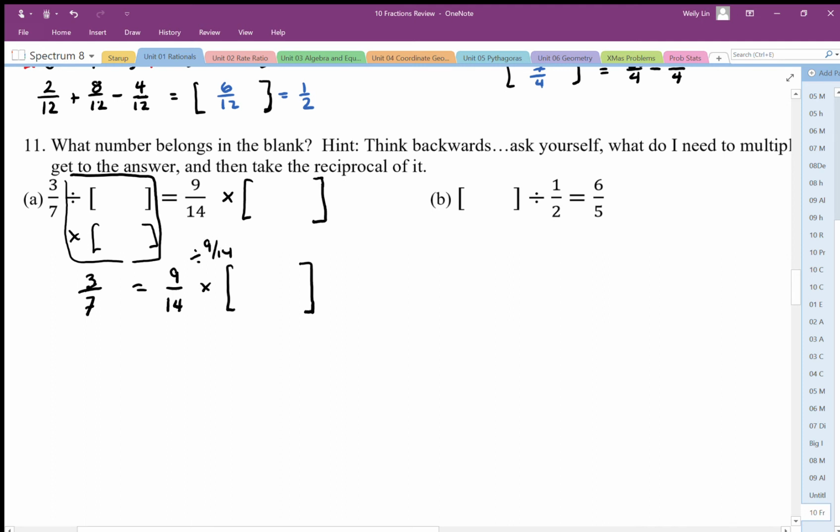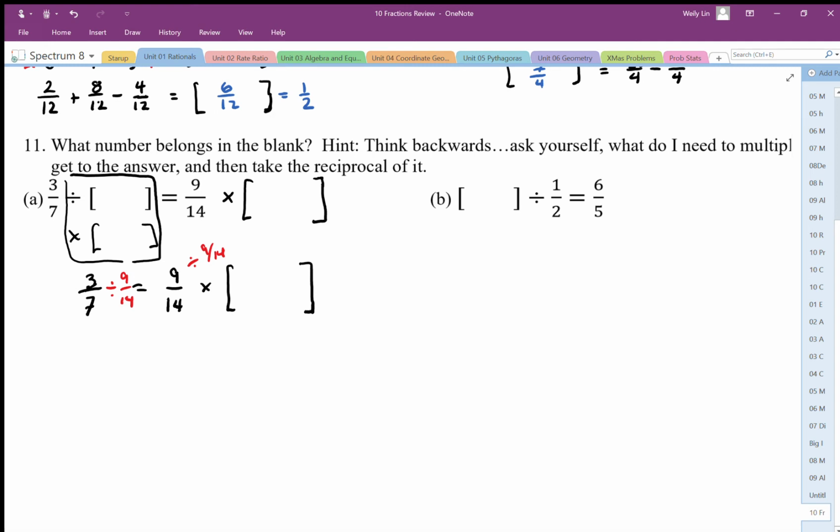I better do this in a different color because I'm just adding that in. If I'm going to divide by 9 over 14, I could also multiply by the reciprocal, but I'm just going to start it off as divide, and then I'm going to flip it after. I need to divide this side by 9 over 14. Or in other words, this is times 9 over 14. On this side, it's going to show up as divide. It's going to show up as the opposite on the other side of the equation.